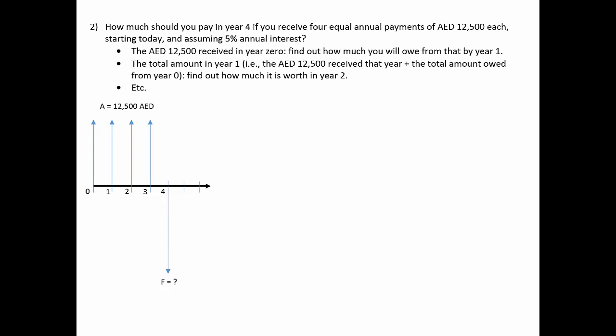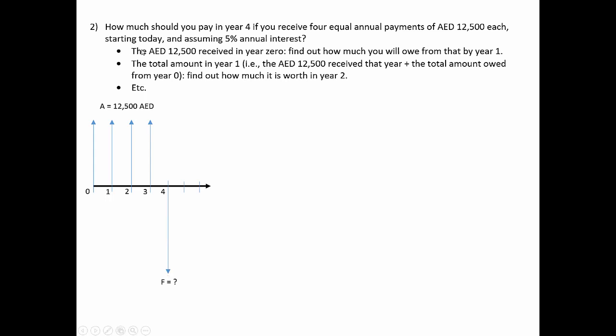Okay, so now let's take a look at the second part of the in-class exercise. In this question, we have a situation where we're going to receive 4 equal annual payments of 12,500, and there's 5% annual interest. And so it's kind of like we're getting a loan in 1, 2, 3, 4 installments, and then what we have to do is pay it back all in year 4.